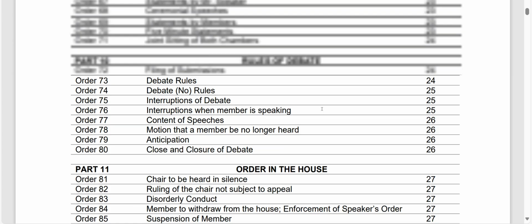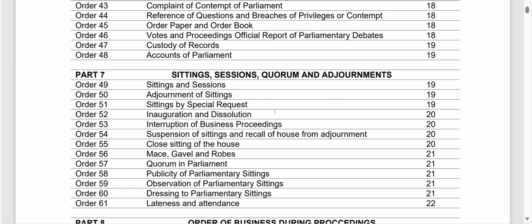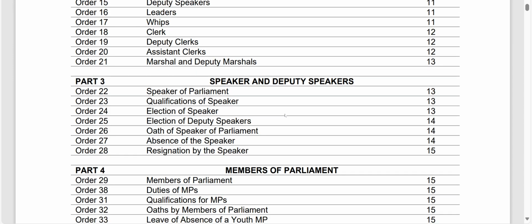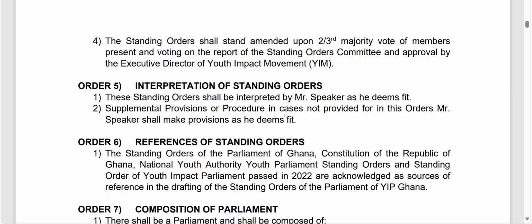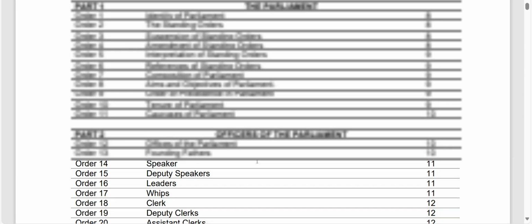Now, someone will ask, you are not seeing articles. Even look at the table of orders. You are not seeing any article, you are seeing orders. Yes, standing orders don't have articles, they have orders. So a lot of orders come up to make this standing order, whilst constitutions are made up of articles. So this is how you refer to a particular clause. Let's just look at this one. So you realize that Order 6, paragraph 1 of the standing orders of Youth Impact Parliament Ghana. That is how we make references to our standing orders and not articles. So take note of that.